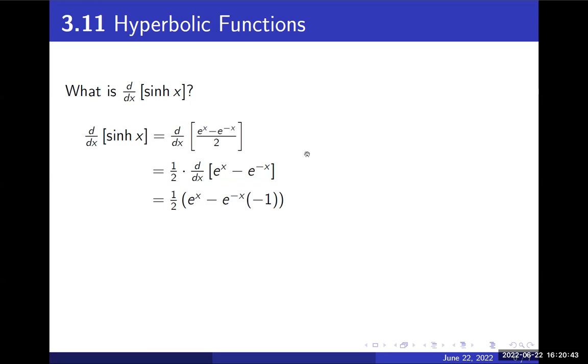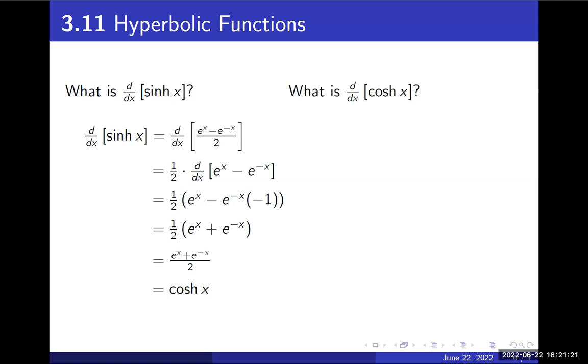-1. So minus e to the negative x times -1. Of course, that minus and that -1 make a positive: e to the x plus e to the negative x, and the 1/2 is still up front. Let's turn it back into a fraction. And maybe you recognize that, e to the x plus e to the negative x over 2. And wouldn't you know it, that is cosh x. Oh my goodness, that's incredible. Amazing. So another connection to the trig there with the derivative.